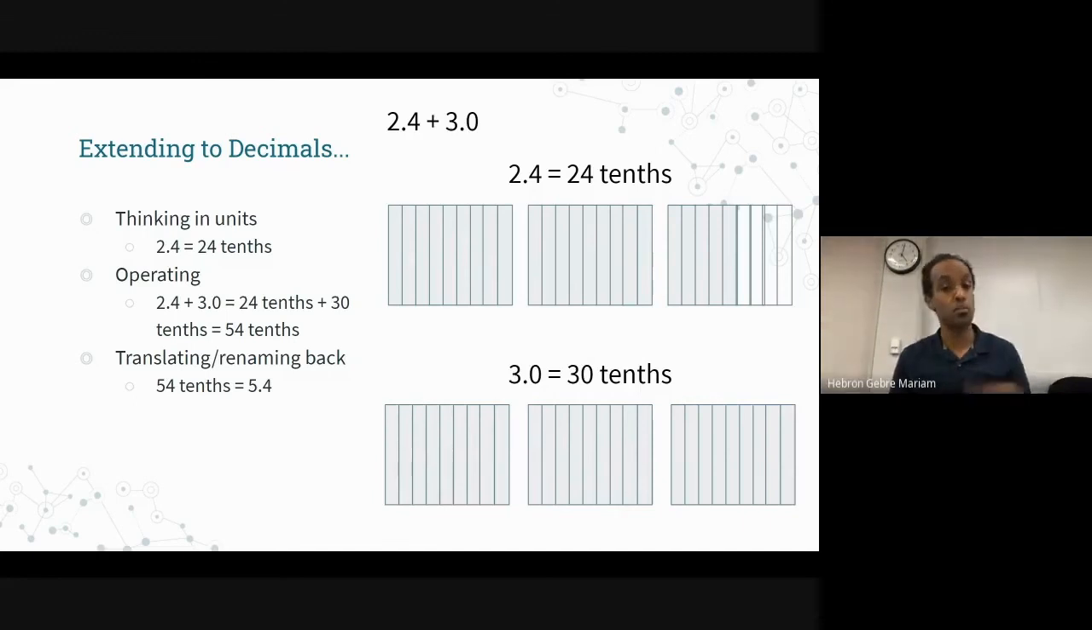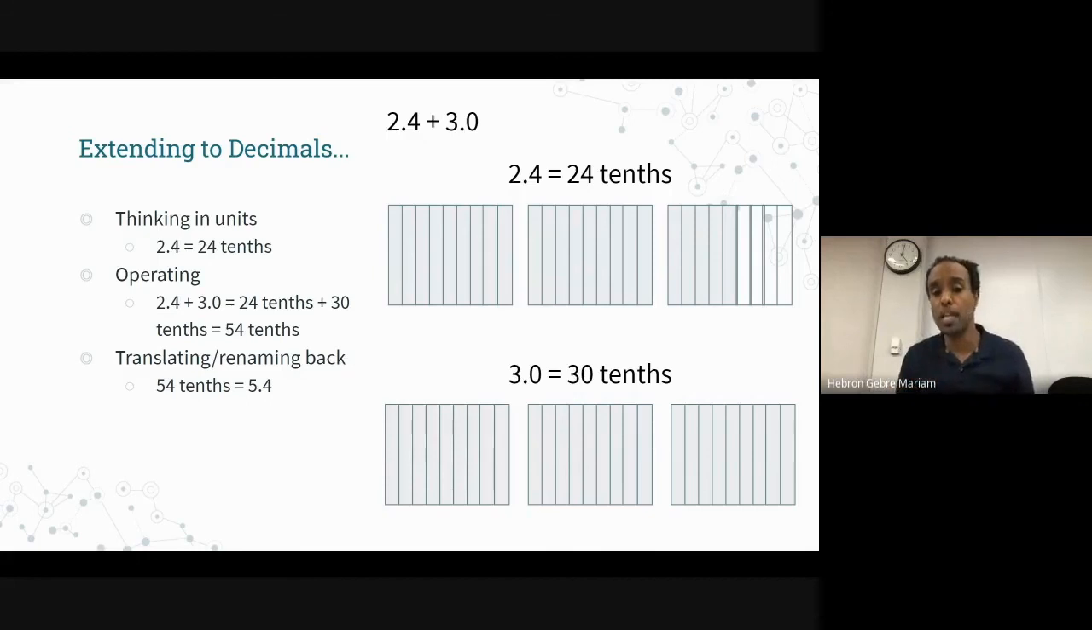30 tenths. Now that becomes a 24 and 30 because we've changed the whole values, which will give us 54 tenths. And then since I know that 10 tenths is 1, I know that 50 tenths will be 5. And then 54 tenths will be 5 wholes and 4 tenths, which will give me 5 decimal 4.